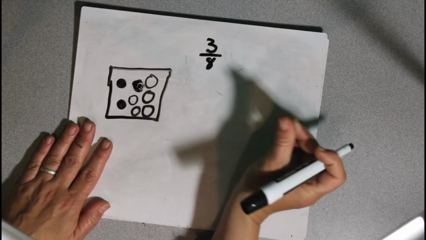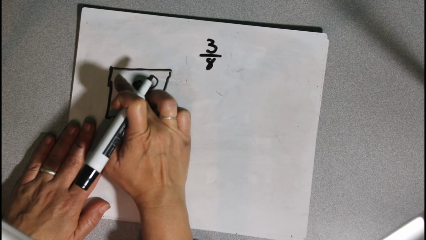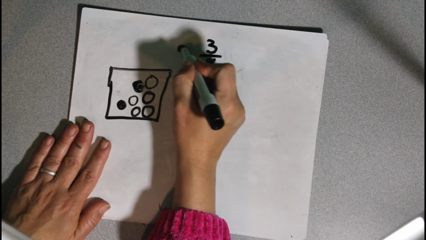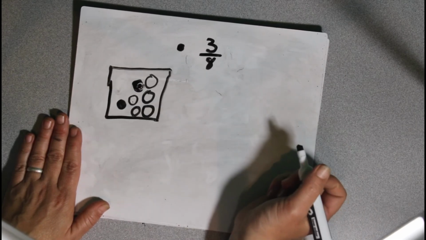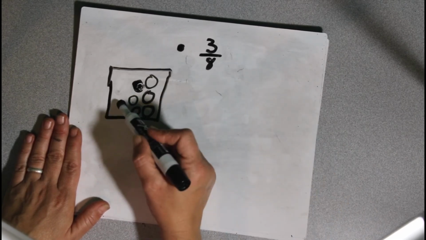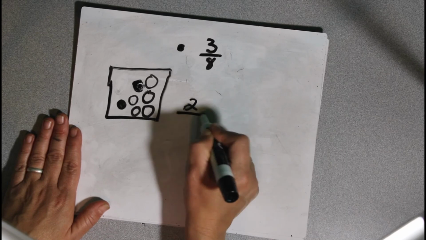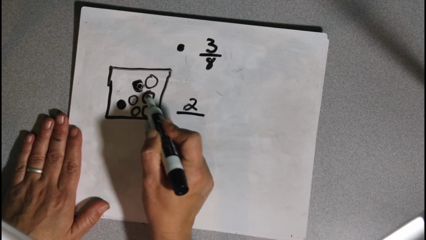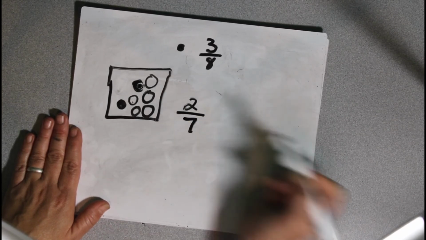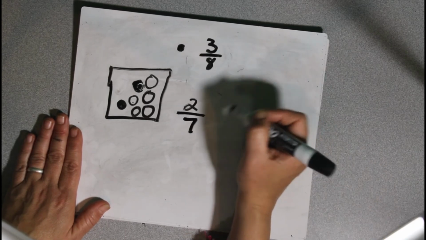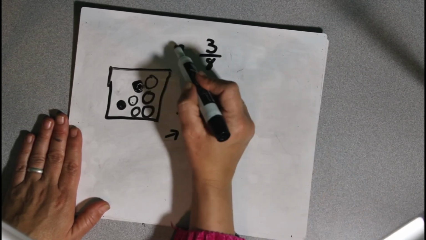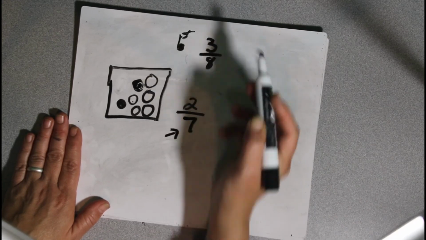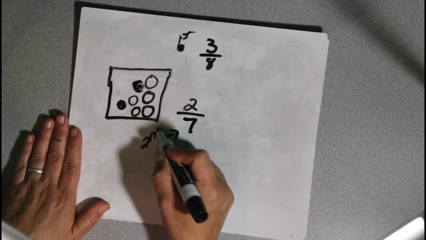Alright, now let's say that we pulled a black marble that first time, and it's not in the jar anymore. We took it out and we did not replace it. Now what is the probability of pulling a black marble? Well, now we only have 2 black marbles, and our total is 1, 2, 3, 4, 5, 6, 7. 2 out of 7. So the probability of getting a black marble the second time is 2 out of 7.